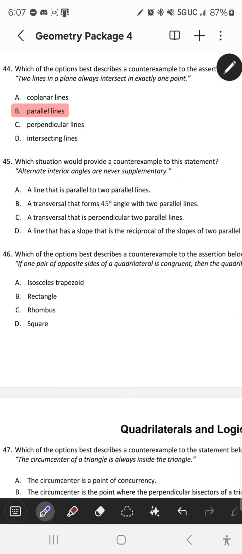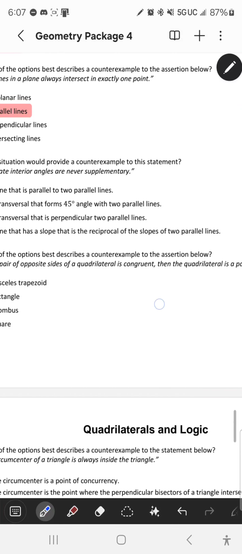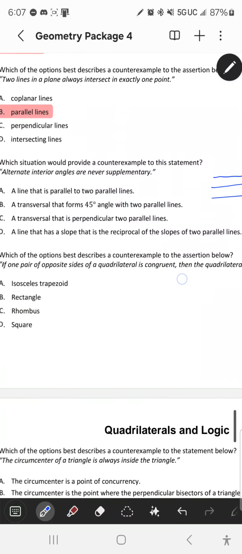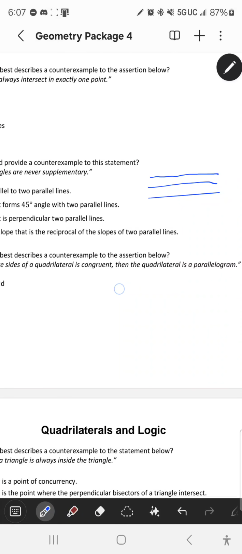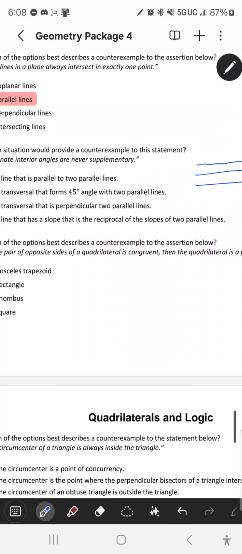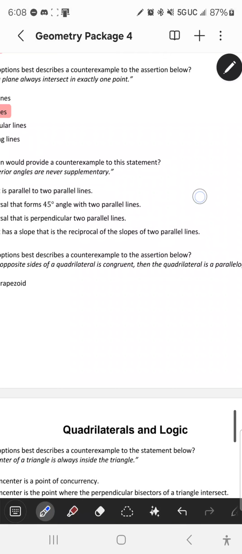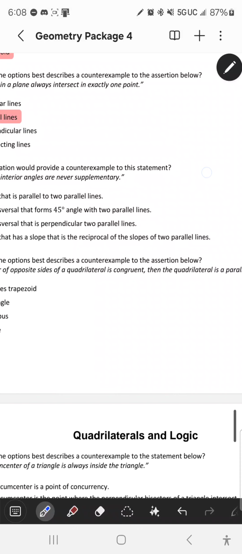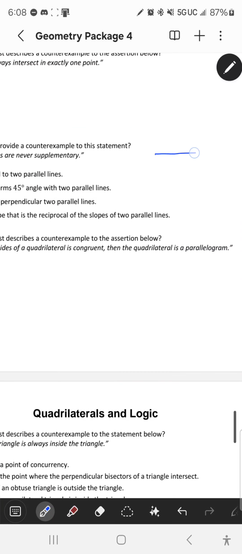45. Okay, again, we're trying to prove it wrong. Alternate interior angles are never supplementary. Okay. A line that is parallel to two parallel lines will be something like this. They do not even intersect, so there are not alternate interior angles there. So nope. A transversal that forms a 45 degree angle with two parallel lines.